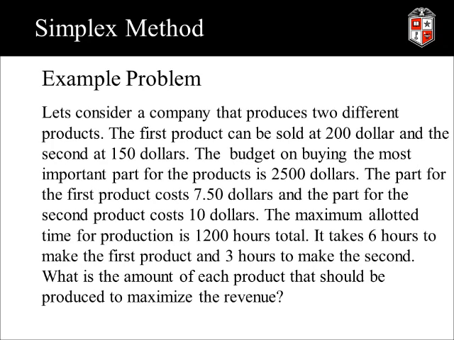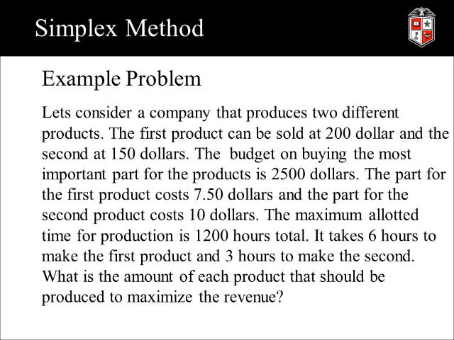Now, for our example problem, let's consider a company that produces two different products. The first product can be sold at $200 and the second at $150. The budget for buying the most important part for each of the products is $2,500. The part for the first product costs $7.50, and the part for the second product costs $10.